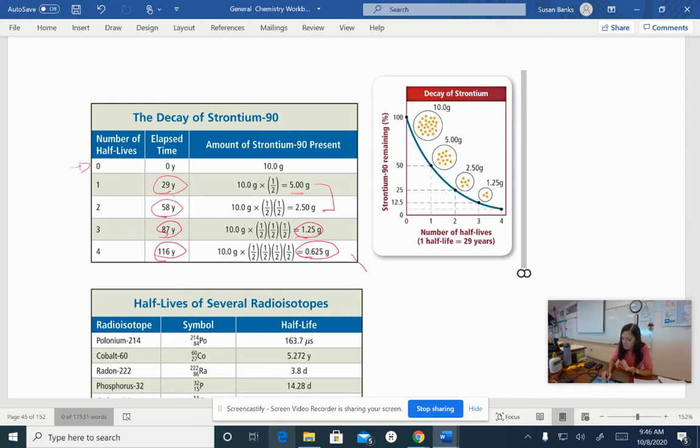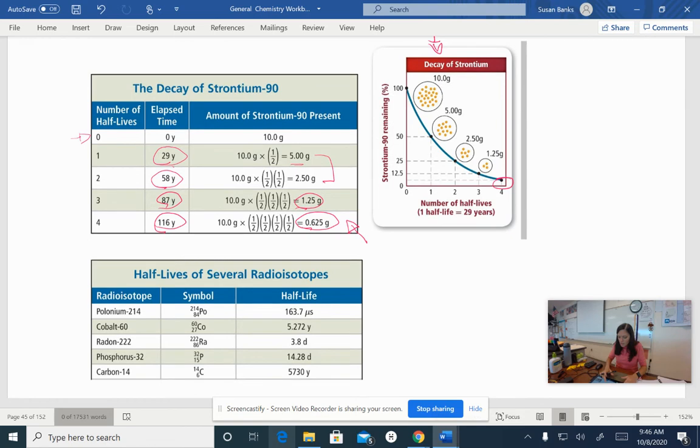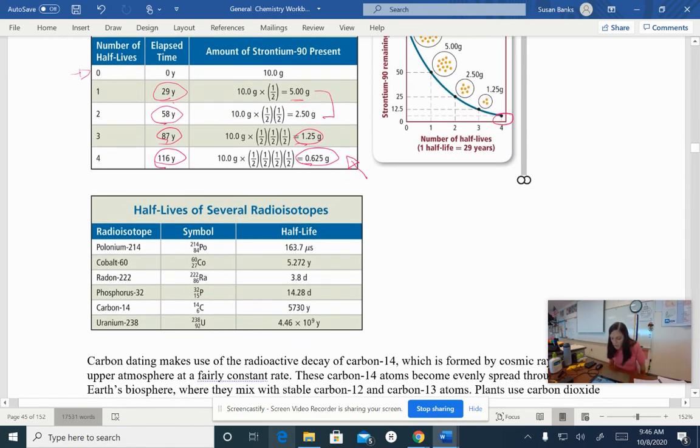So notice, this is an exponential equation here. I never technically mathematically get to 0, but eventually physically I would get to the last atom to decay. Okay? So mathematical representation does not necessarily go with what's actually happening with the atoms. It gives us a good approximation. Now here are some different half-lives of different isotopes. We have polonium, which has a half-life of 163.7 microseconds, cobalt-60, which has 5.272 years, radon-222, which has 3.8 days.